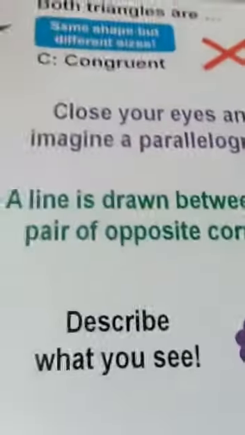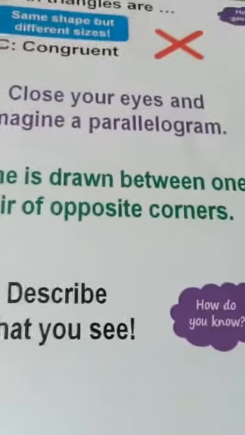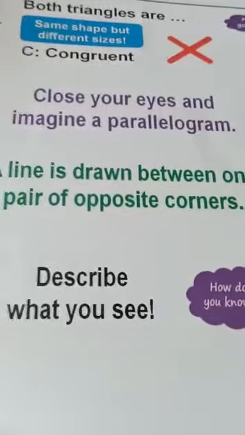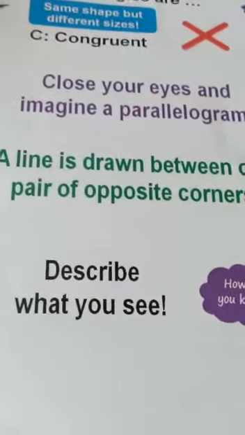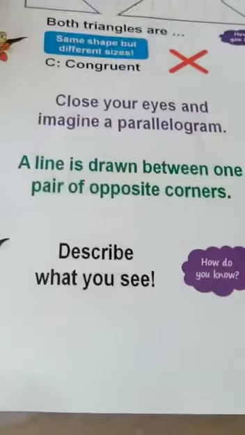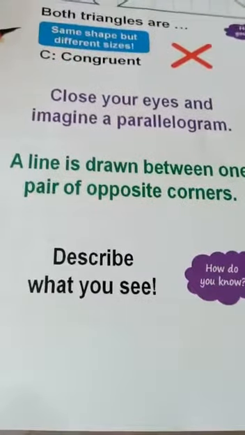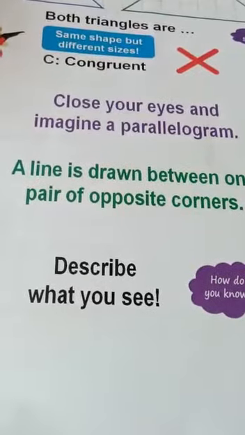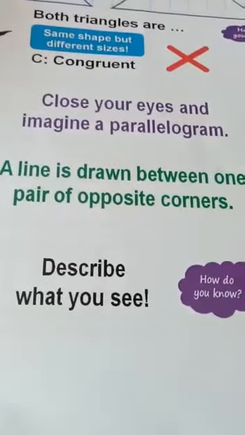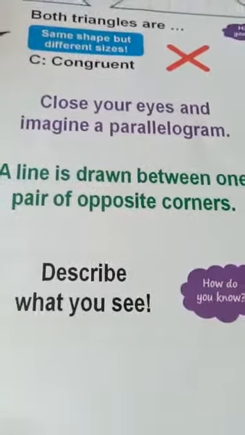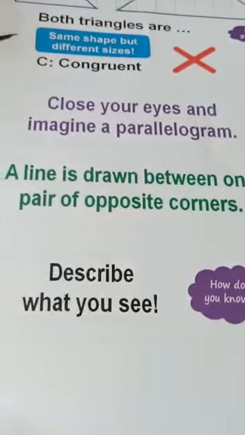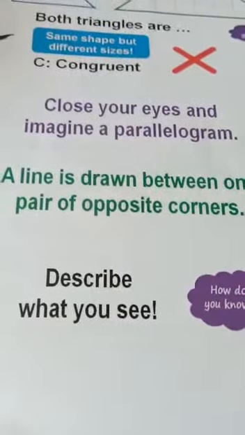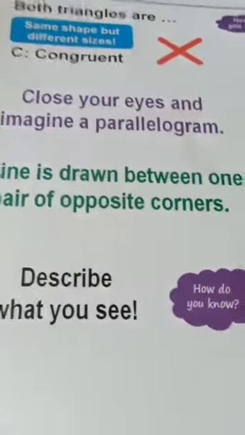And then last thing I want you to close your eyes and imagine a parallelogram. A line is drawn between one pair of opposite corners. Describe what you see. Now I'll give you a little bit of help. There are 3 types of parallelograms. Remember, the property of a parallelogram is that it must have 2 opposite sides that are parallel to each other. So think carefully about that.